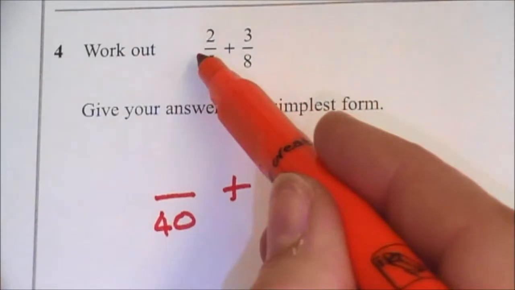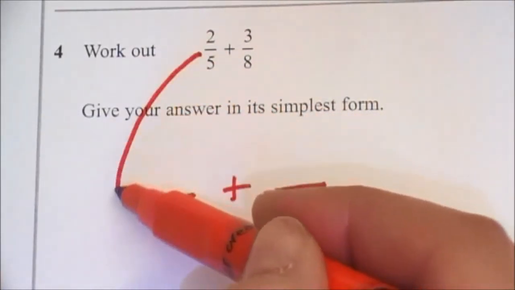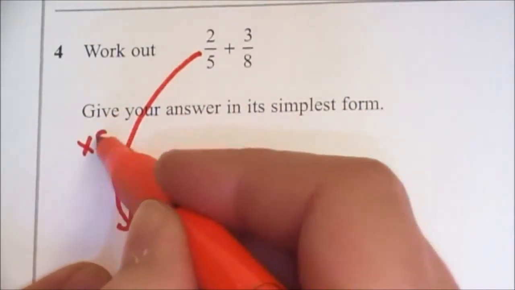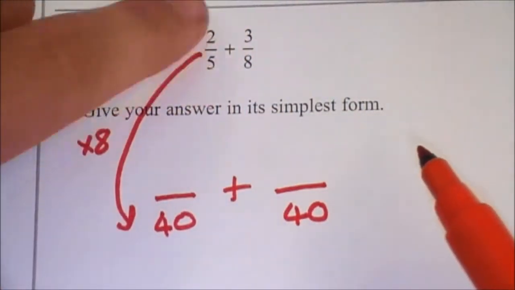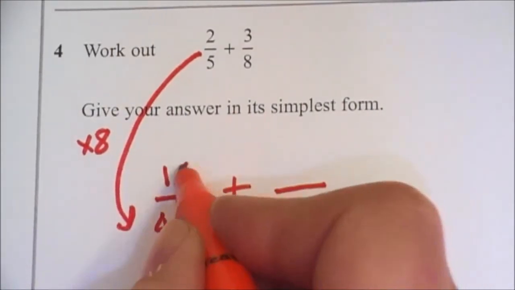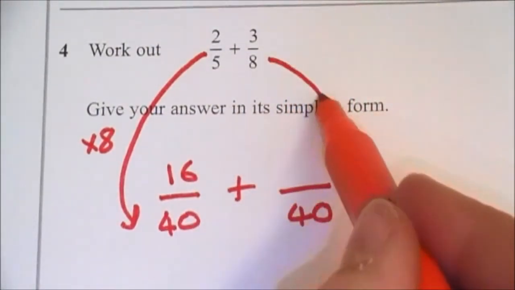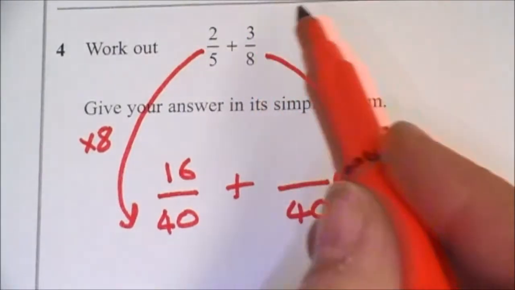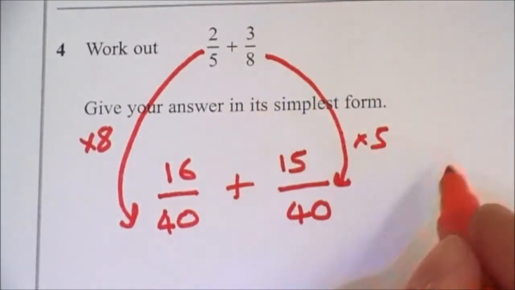Now what I need to do is work out how I went from this, which was 5, up to this, which was 40. And I timesed it by 8, so that means I have to do that to the top. So 2 times 8 is going to be 16. And then here, how did I get from 8 to 40? Well, I timesed it by 5, so I do the same to the top. 3 times 5 is 15.